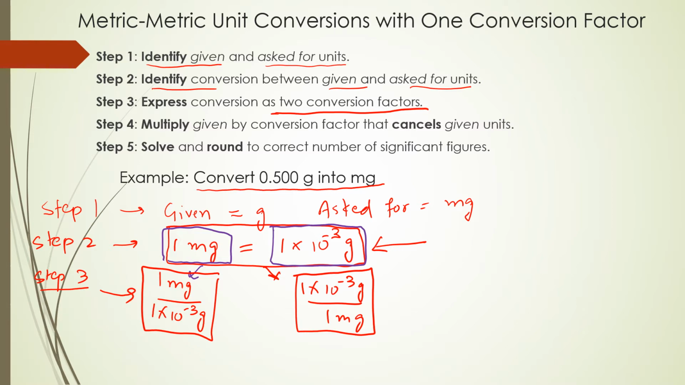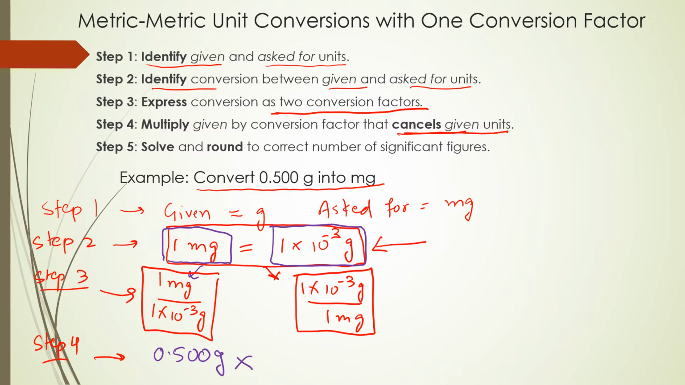Step number 4: multiply the given by the conversion factor that cancels the given unit. What is the given unit? The given unit is grams. In other words, the given quantity is 0.500 grams. We need to multiply this with a conversion factor which cancels it.